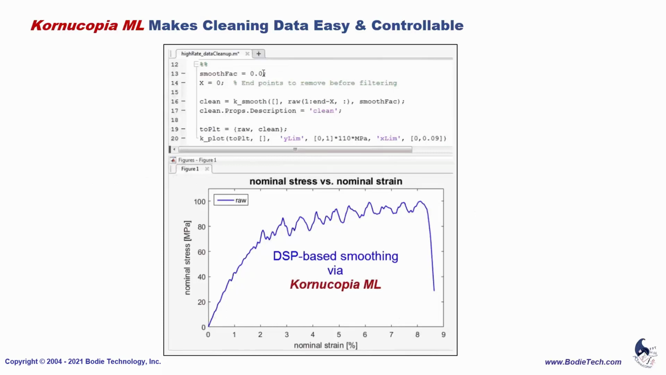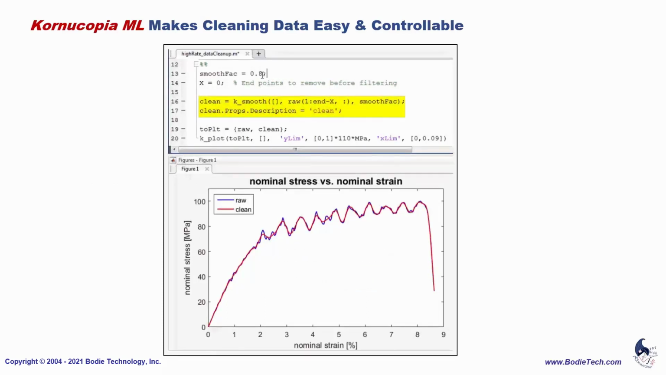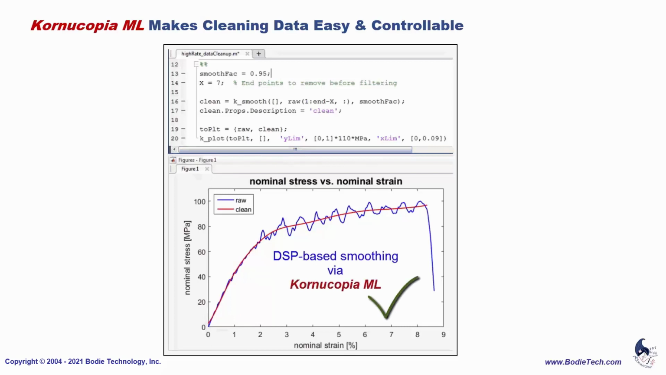Here's a Matlab session showing the data being cleaned via Kornucopia's K_smooth functionality using a simple smoothing factor. Behind the scenes, this function is using Kornucopia's low-pass filtering tools, but via K_smooth, it is all packaged in a way that makes it easy to use. With this approach, the user has quickly cleaned their data, creating a credible representation of the material stress-strain response.